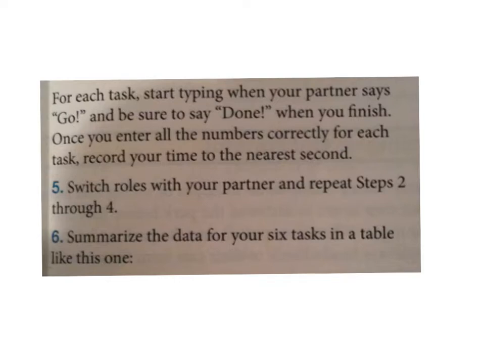Now, if you'll read the statement with me, for each task, start typing when your partner says go, and be sure to say done when you finish. Once you enter all the numbers correctly for each task, record your time to the nearest second. So remember, you're going to have 6 tasks. Once you have done all 6 tasks, you're going to switch roles with your partner and repeat steps 2 through 4. You're going to summarize the data for your 6 tasks in a table like this on the next page.